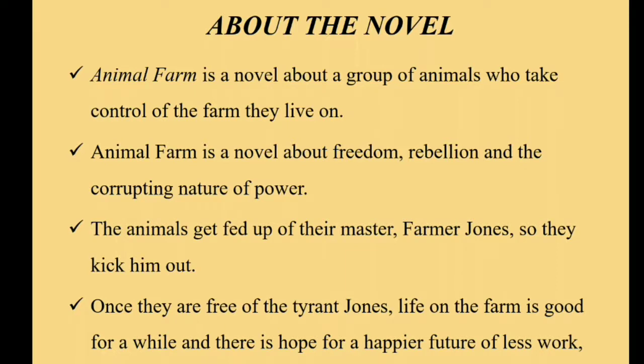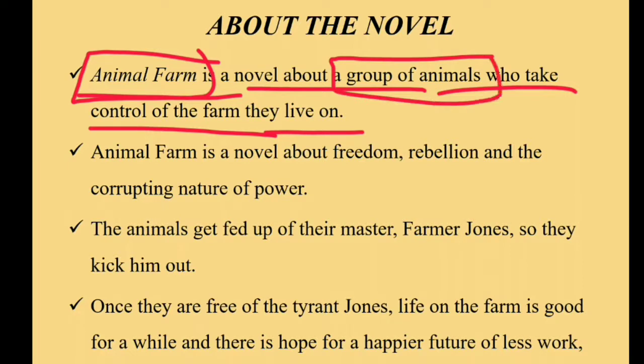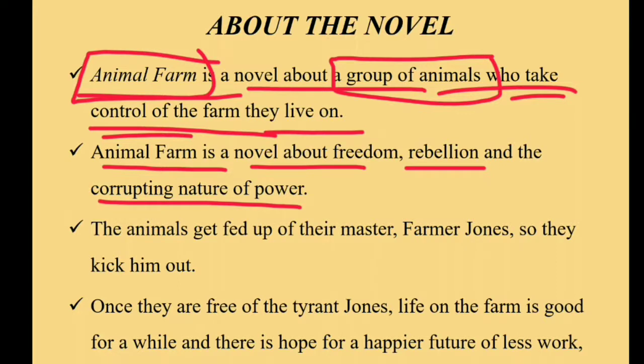Animal Farm is a novel about a group of animals who take control of the farm they live on. Here in Animal Farm, which is the topic of our novel, we find a group of animals. Okay, they were being governed by a human being. Later on, they take control of this farm. Animal Farm is a novel about freedom, rebellion and the corrupting nature of power.